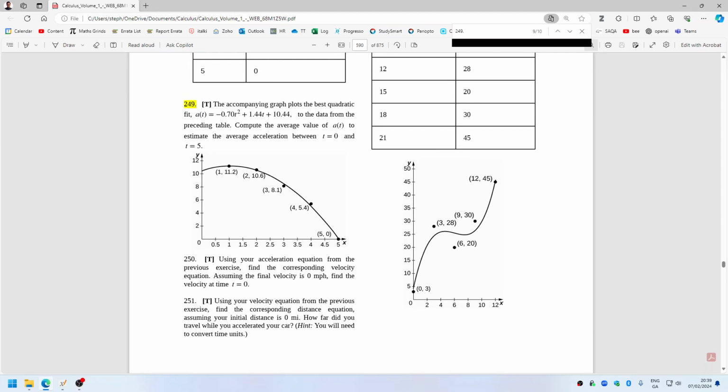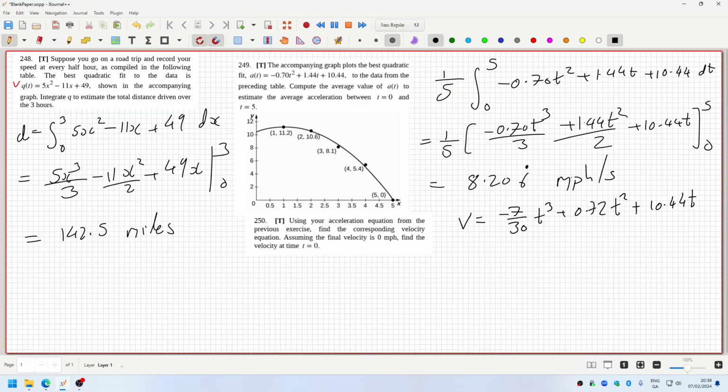Assuming the final velocity is 0 after 5 units of time, I have to choose a constant that will make it 0. Okay, so let's see if we can do that.